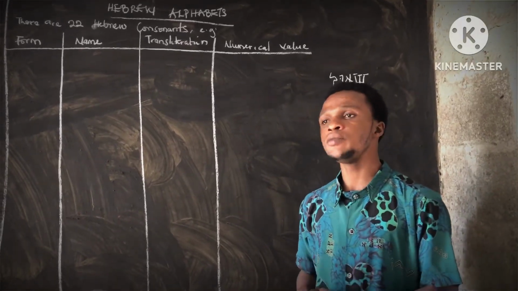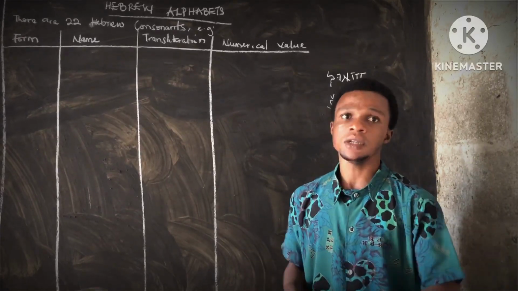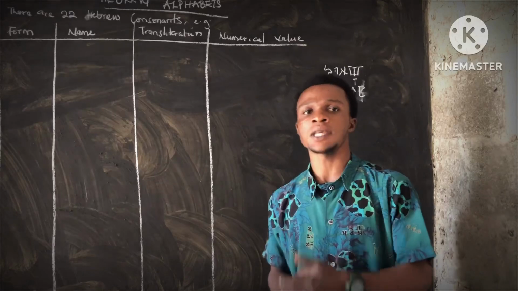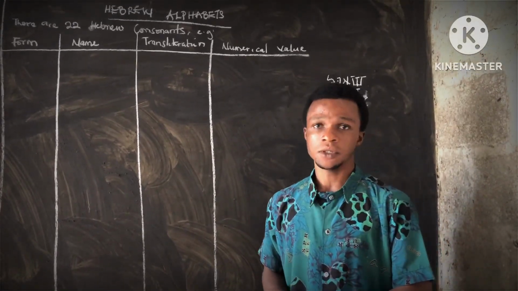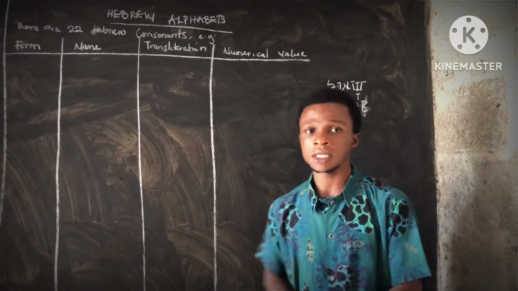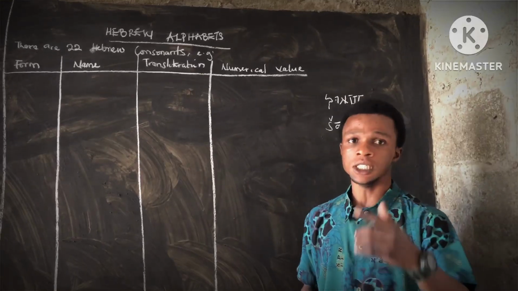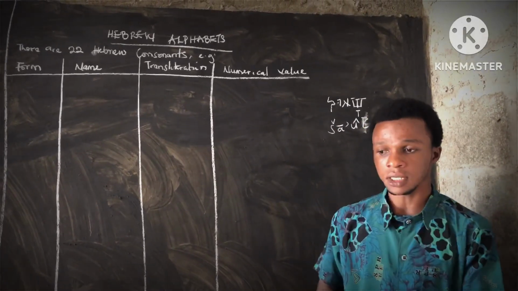But if you look at the original Hebrew text, you never see consonants with vowels. They originally write in consonants, and some of these consonants serve as vowels too. In this video session, we are going to talk about the consonants. As we move on, we are still going to talk about the vowels, but let's deal with the consonants first.